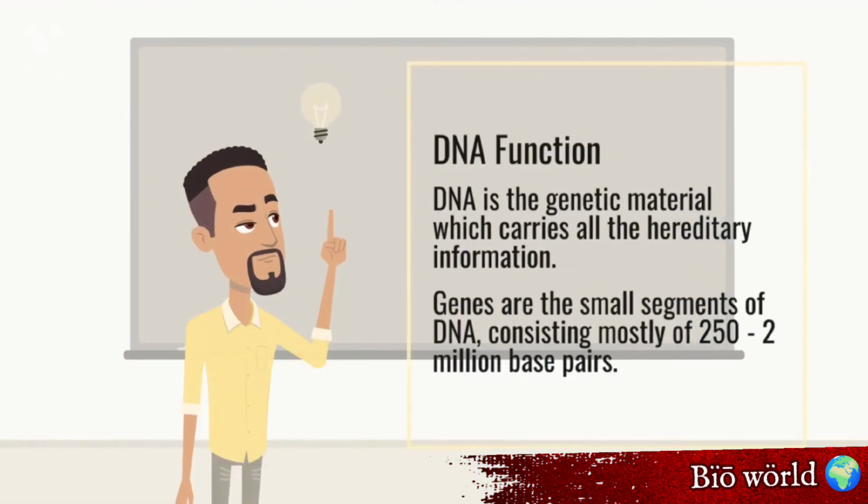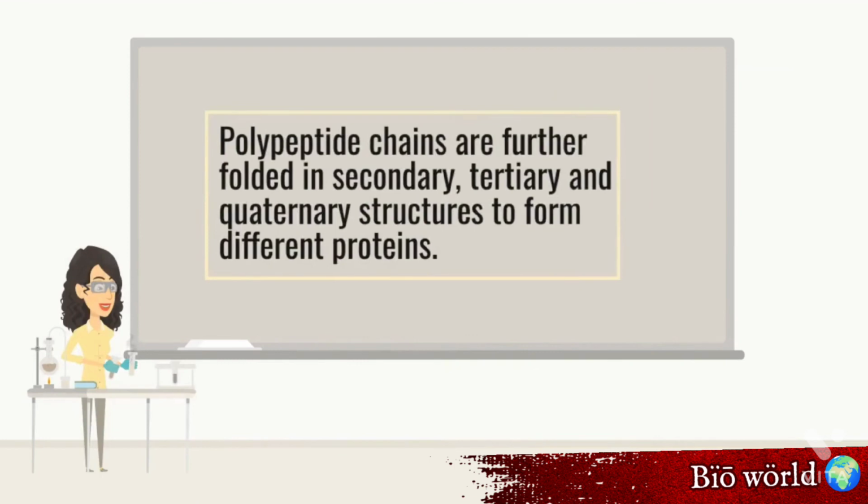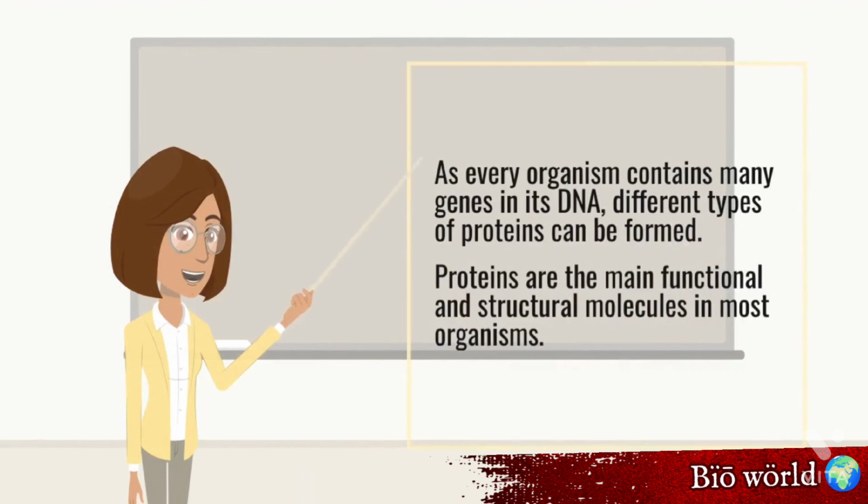DNA function. DNA is the genetic material which carries all the hereditary information. Genes are the small segments of DNA, consisting mostly of 250 to 2 million base pairs. Polypeptide chains are further folded in secondary, tertiary and quaternary structures to form different proteins. As every organism contains many genes in its DNA, different types of proteins can be formed.